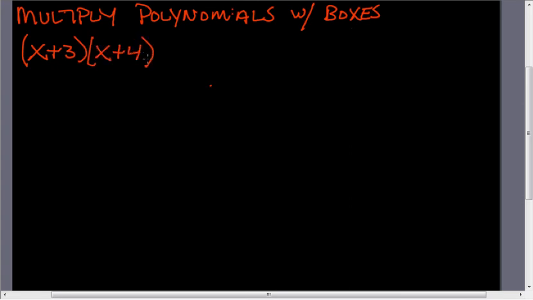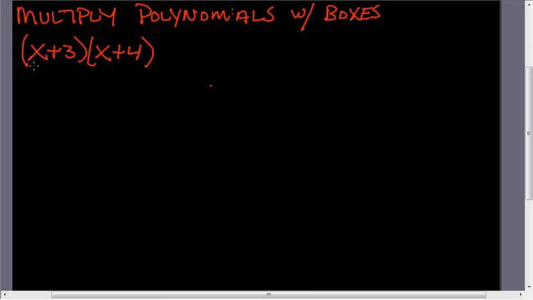We went over in a previous lesson how to just straight multiply. We used a bunch of arrows. A lot of people like that. Some people like a more visual way. So to show this visually, I'm going to use some boxes, and they're going to help me organize my x plus 3 times x plus 4.